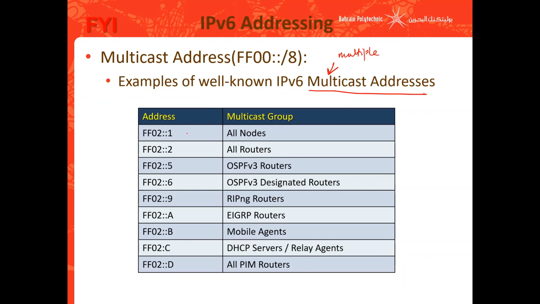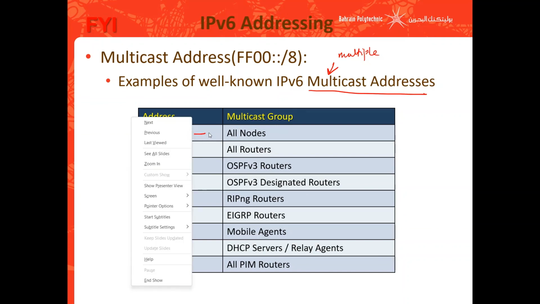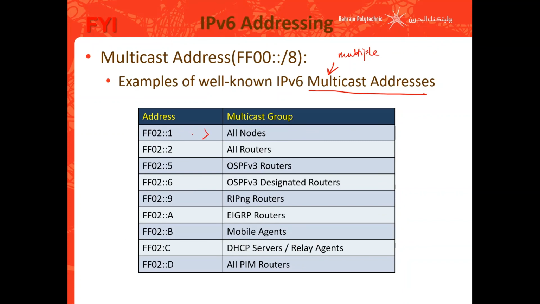If you wanted to send packets or data to all devices, you would use this address. This is for all nodes. If you want to send to all routers, it would be this address. If you want to send to all OSPF version 3 routers, and if it doesn't make sense at this point what OSPF is, don't worry, you will know it later, you would use this address. If it's for mobile agents, it's this. If it's for DHCP servers, it's this.